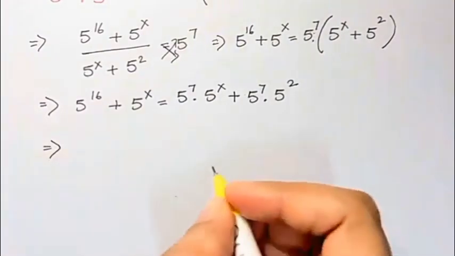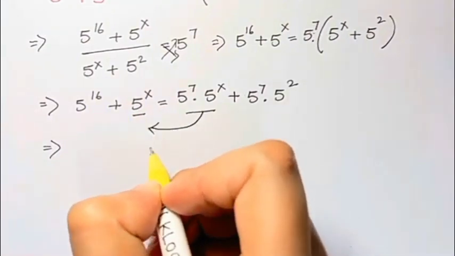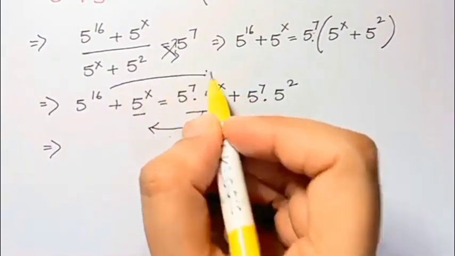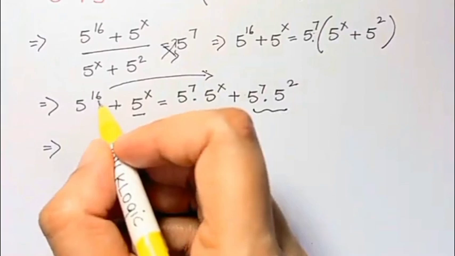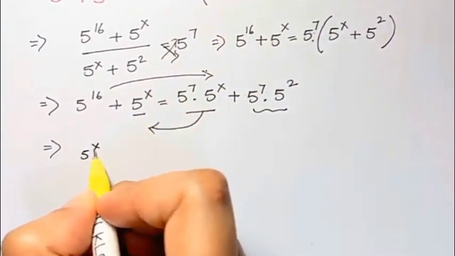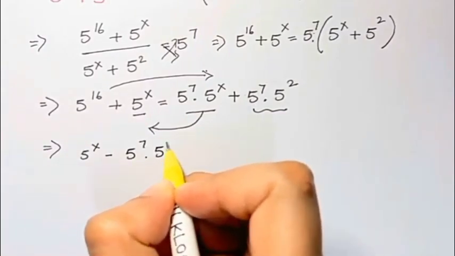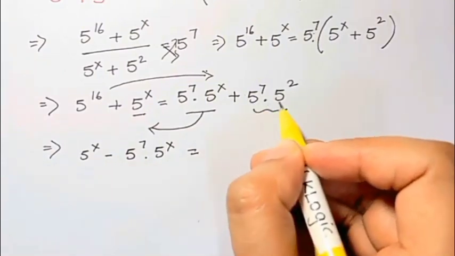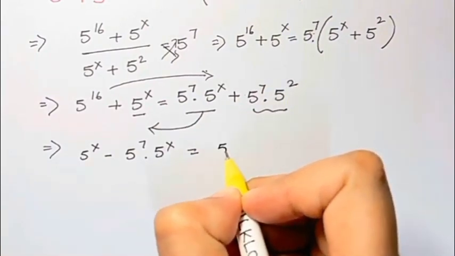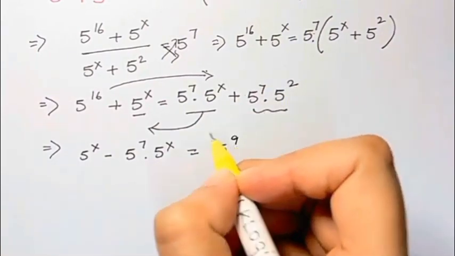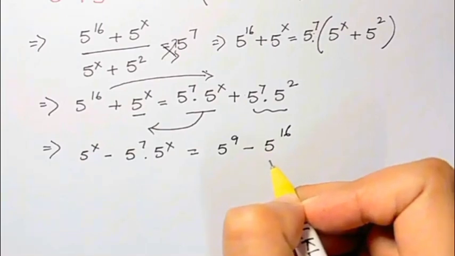Now as you can see, we have an x term, I'll just bring this term to this side and bring this term to the other side. Here I have the constants, this is as well a constant, so I have 5^x, when I bring it to this side, minus 5^7 times 5^x is equal to, when bases are the same and there's multiplication, you add the powers. 7 plus 2 is 9. So I have 5^9 for this one. And when I bring this to the other side, I have 5^16.